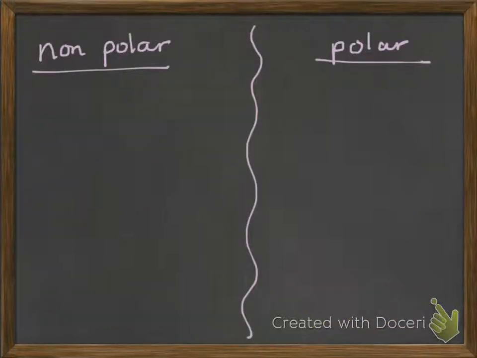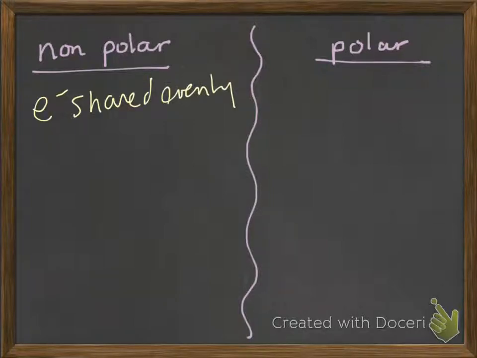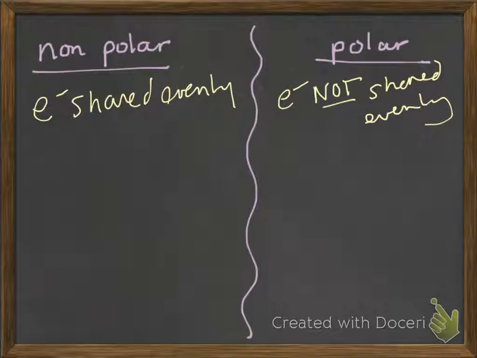The first thing to know about a nonpolar bond: electrons are shared evenly. Well, why do we call it nonpolar? It's going to be easier to explain that once we look at what a polar bond is. So a polar bond, obviously, electrons are not shared evenly. The electron cloud is really what we're talking about here.